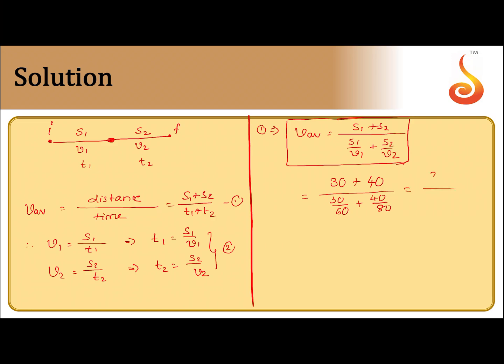This simplifies to 30 plus 40 whole divided by, how much is it? 1 by 2 plus 1 by 2, right? So what do I get? 30 plus 40 whole divided by half plus half, 1, that is 70 divided by 1, or 70 kilometer per hour. This is the average speed. So average speed is equal to 70 kilometer per hour.